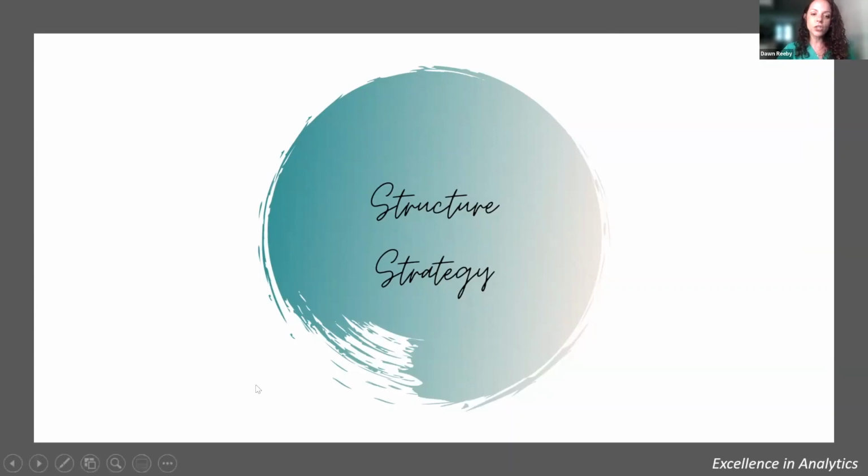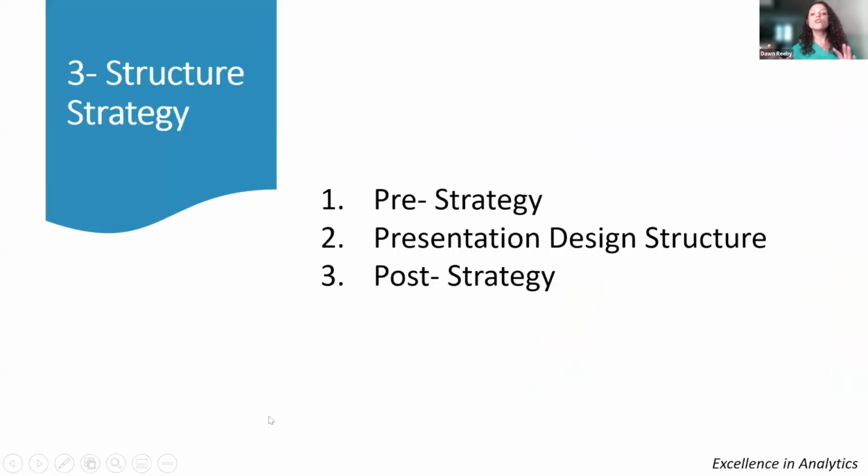Okay, structure strategy. So here's the structure you want to build. Now, it's a little bit different, right? If you're giving a 10-minute presentation versus a 5-day presentation versus a 1 hour and 30-minute presentation, it's always a little bit different. But in general, here's the structure, right? You have a pre-strategy, which I'm going to share with you what that can be, a presentation design structure that helps drive in your information, and then a post strategy. So these are the 3 things that we're going to talk about in this third section, structure strategy.